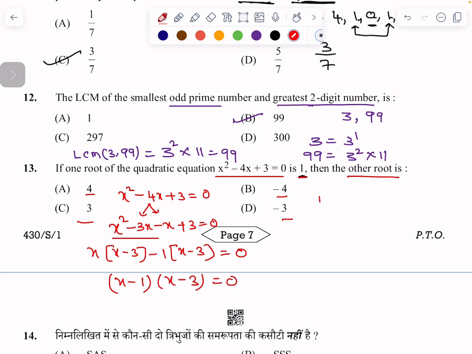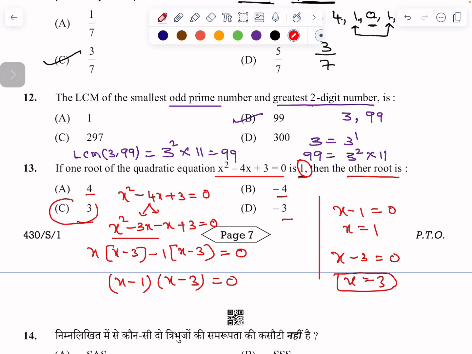Then you make x minus 1 equal to 0, so x equal to 1 is one root, which they already gave. So 1 is a root of the given quadratic equation, and one more root is x minus 3 equal to 0, then x equal to 3, and this is your answer, right? So x equal to 3, and just select this answer C.